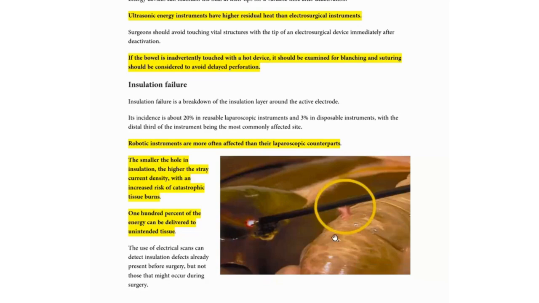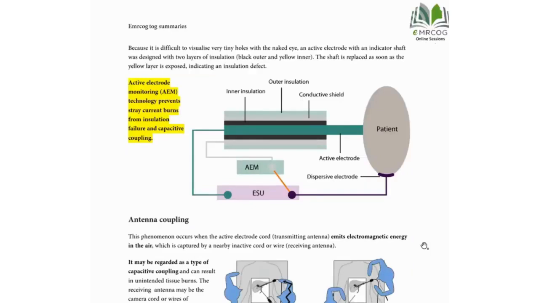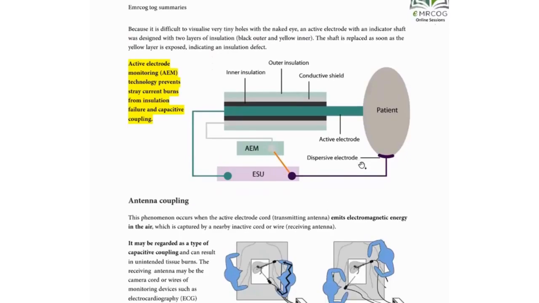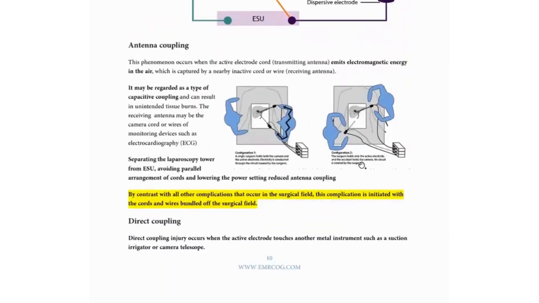See, so here, this picture can come in the exam. How do I know that this is not capacitive coupling? Because capacitive coupling is not going to be here. It's going to be up, where there is a combination between the plastic wrap and the metallic wrap. So it's not here. It's above. Forget about the antenna coupling.